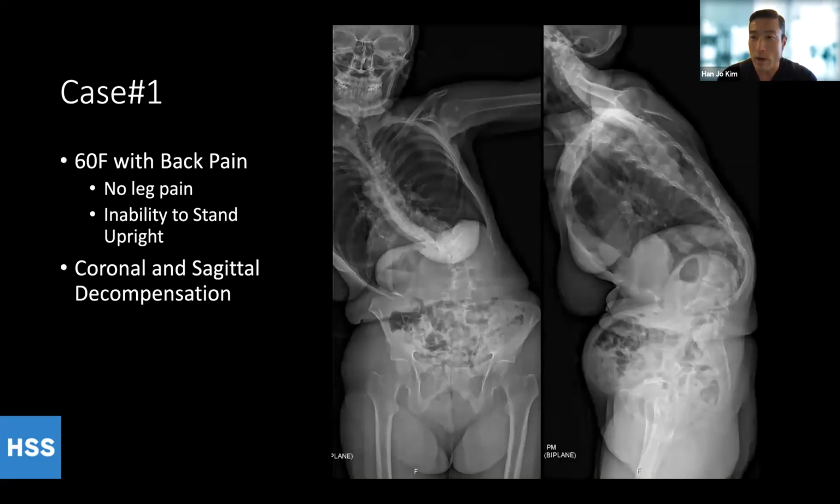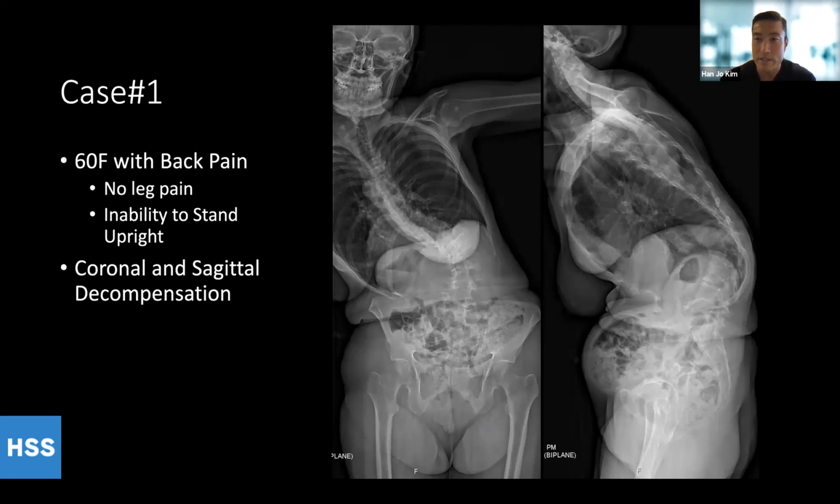So here's case number 1. And this is a case that Dr. Baj had referred to me. Actually, we logistically had tried to do it together, but because of the issues between New York Hospital and HSS, we eventually were unable to do it. But this is a 60-year-old lady who had significant back pain and no leg pain at all. But really her issue was the inability to stand upright.